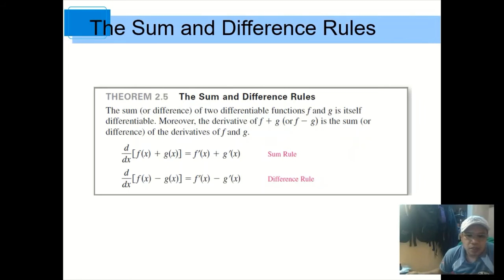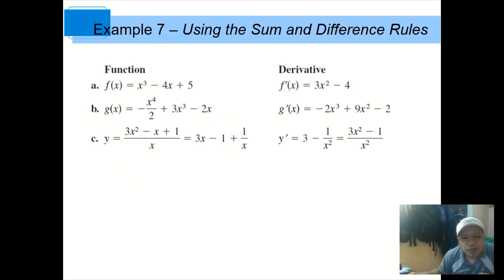Sum and difference rules. In sum and difference rules, kunin lang natin yung derivative ni, so for example, f of x plus g of x, kunin lang natin yung derivative ni f of x, then add natin sa derivative ni g of x. So, again, with difference rule, kunin natin yung derivative, so f prime x minus the derivative ng g of x, which is g prime x. Example, x cubed minus 4x plus 5, so this is 3x squared minus 4 plus 0, 3x squared minus 4.